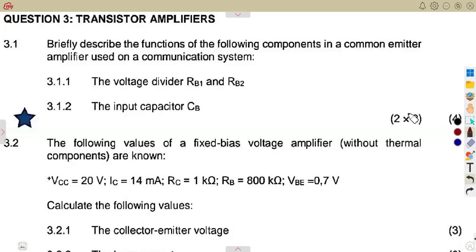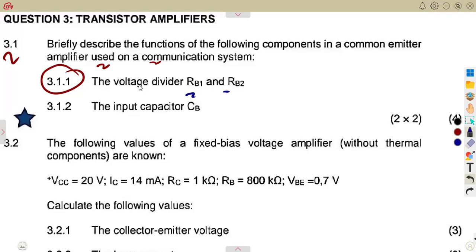Okay, guys, I need us to consider another revision on our transistor amplifiers. This is an April 2024 exam where we are given the question on transistor amplifiers. 3.1: Briefly describe the functions of the following components in a common emitter amplifier used in a communication system. 3.1.1, the voltage divider, RB1 and RB2. How are they going to be used?